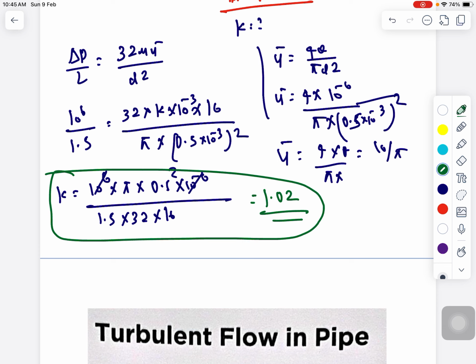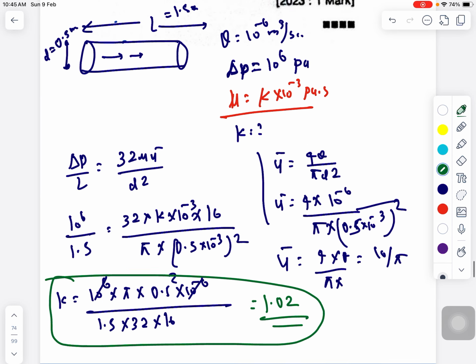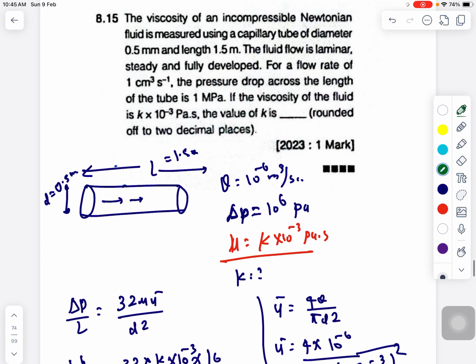Okay, so with that I would like to end this lecture on the laminar flow condition in the pipe. I have solved lots of questions, and approximately 15 questions have been asked in the last 15 to 20 years. So that is a very important topic. Every year one question is coming, or every alternate year one question is coming. So you can see the importance of this topic.